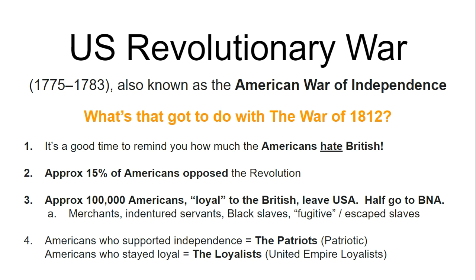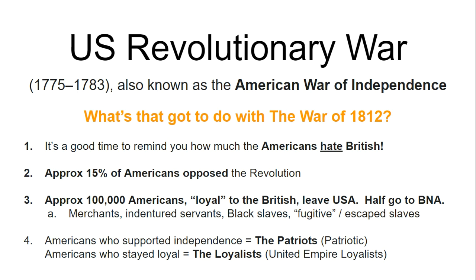And who came? Well, the type of people that were coming, they were all types of people. Merchants, rich, poor, indentured servants, black slaves who came with the merchants who owned them, and fugitive or escaped slaves. So a whole cross section of Americans were coming into Canada, and they became known as the Loyalists, the people that were loyal to the British Crown. And they are still known to this day as United Empire Loyalists.